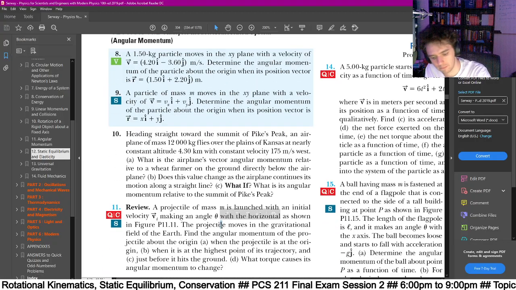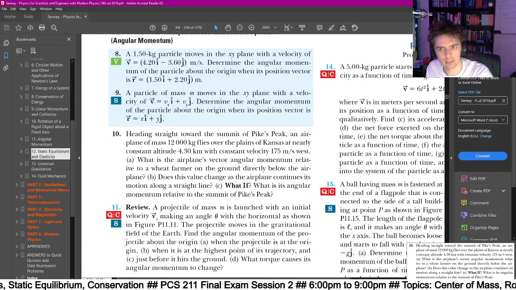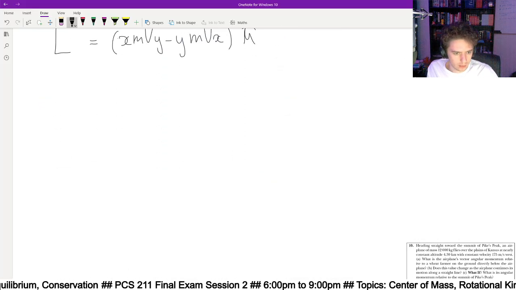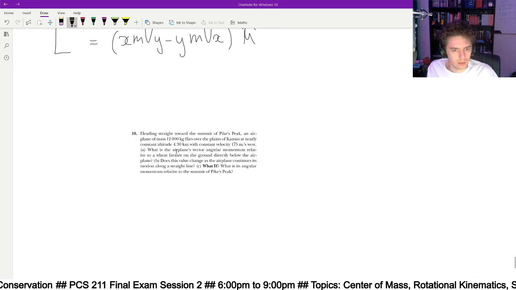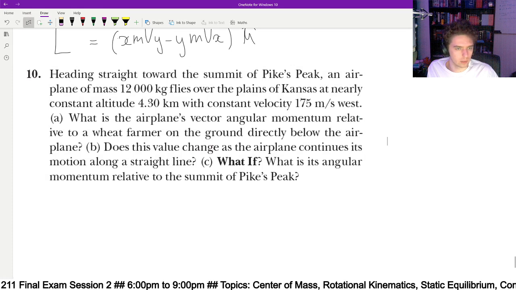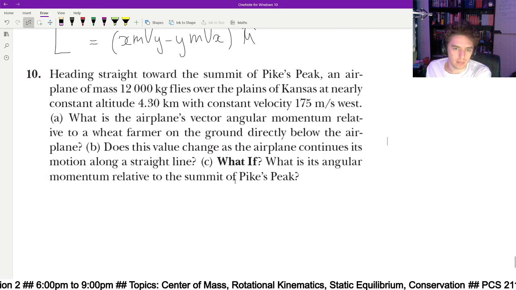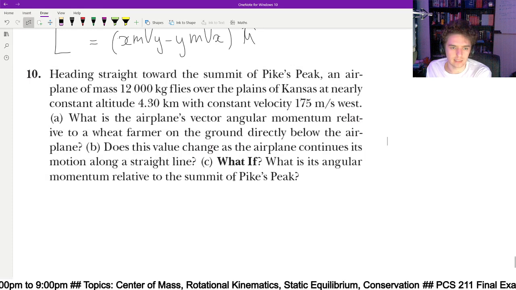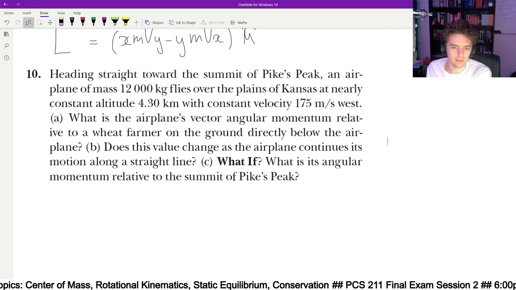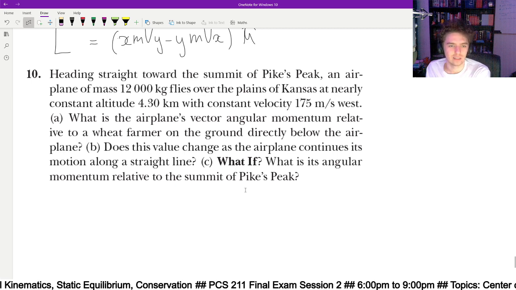Okay, number 10. Number 10 is an actual word question. Heading straight towards the summit of Pikes Peak, an airplane of mass that flies over the plains of Kansas at nearly a constant altitude with constant velocity of that. What is the plane's vector angular momentum relative to the wheat farmer on the ground directly below the airplane? Okay, not too bad to do.